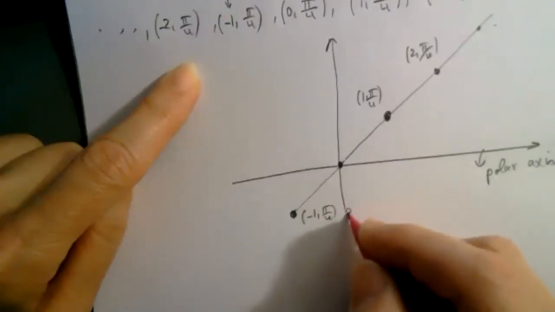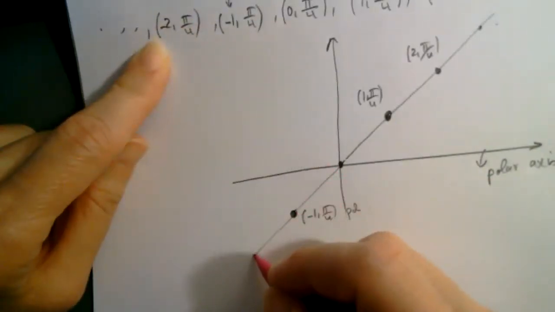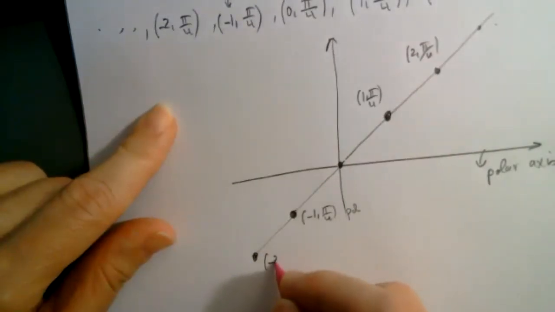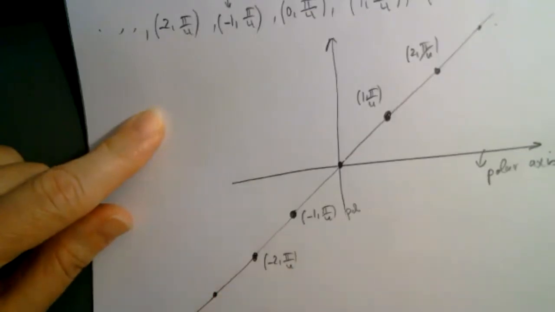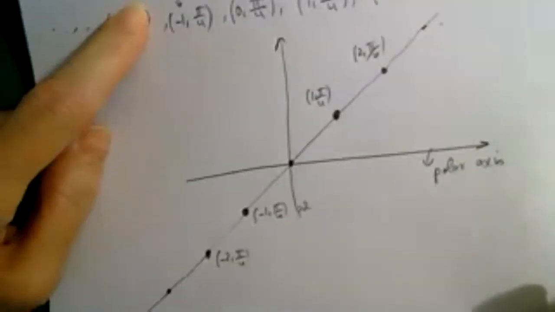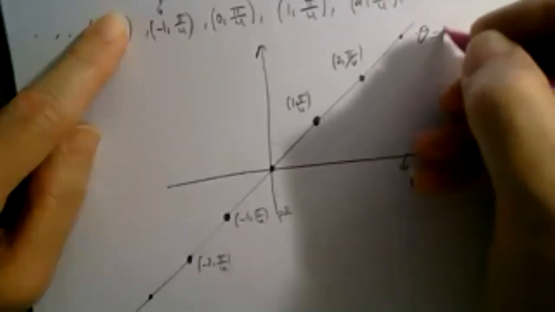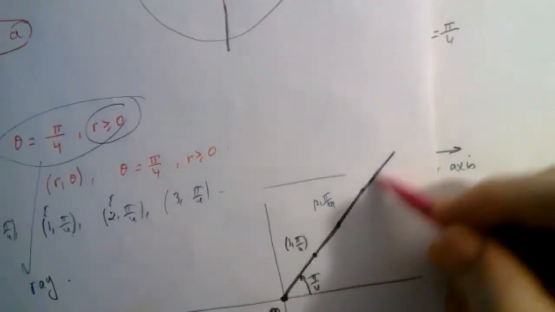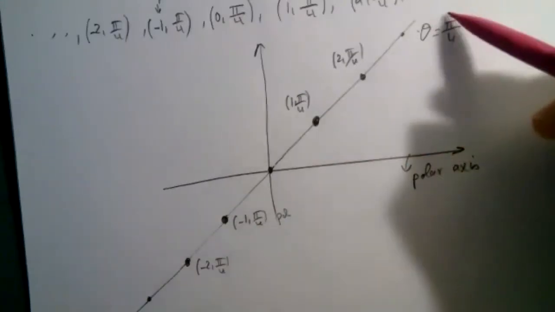Be careful, this is in polar coordinates. This is in polar, it's crucial. Minus 2 will be right there. It's the one opposite to 2, pi over 4 in the opposite quadrant. Minus 3, and so on and so forth. So theta equal pi over 4 right now is actually the whole line. It's not anymore the line in the first quadrant, like for r positive. You only pick up this piece of the line. When I don't put any restriction on r, I will pick up the whole line.